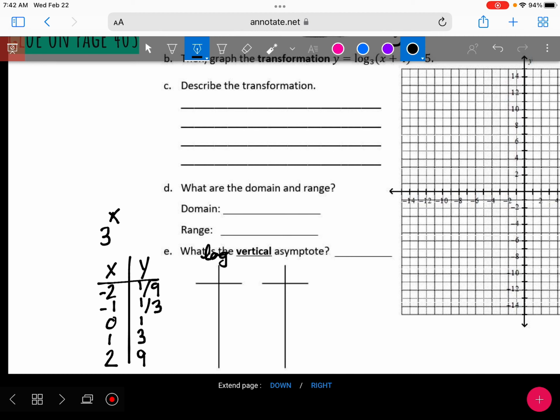So we're going to do our log table over here. That's where I'm going to take what was my y's, and they're going to become my x's. 1/9, 1/3, 1, 3, and 9. And we're going to take what was my x's, and it's going to become my y's. -2, -1, 0, 1, and 2.